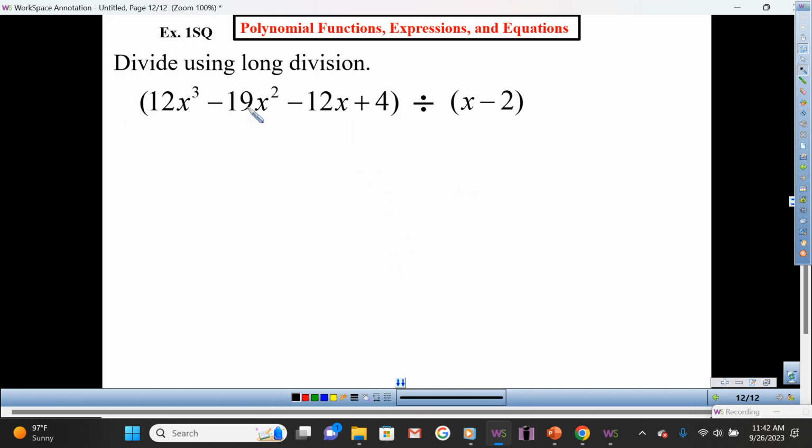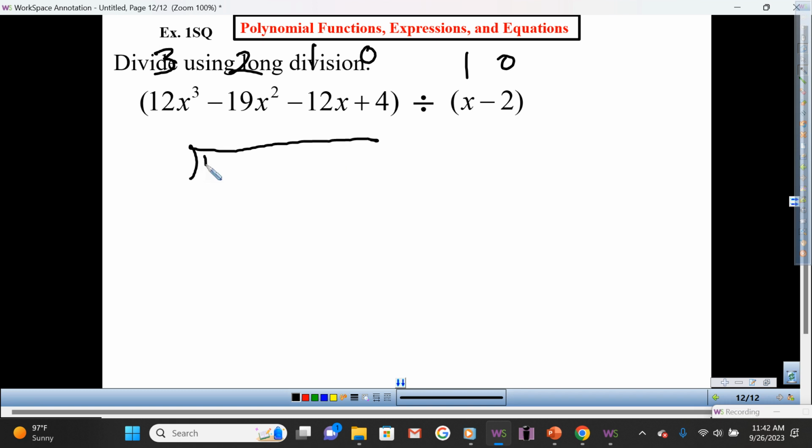All right, let's see. First thing, you should have checked your standard form. You should have written 3, 2, 1, 0. There's nothing missing. Therefore, your long division: 12x cubed minus 19x squared minus 12x plus 4, all divided by the divisor, which is x minus 2. Hands if you set up like that. Yes. Next.